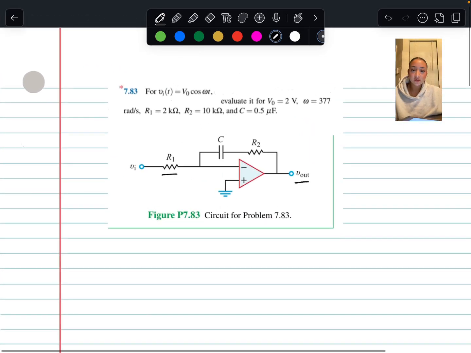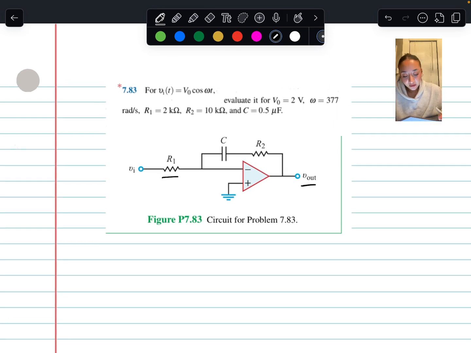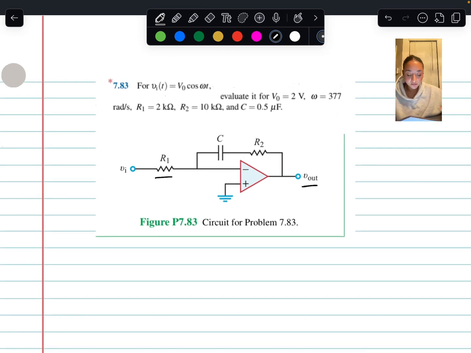Hello, my name is Manar, and today I'm going to be doing this op-amp circuit, solving for V out using phasor domain. The problem asks us to find V out, where Vi is equal to V0 cosine omega t, and we're going to evaluate it for V0 equal to 2 volts. The angular frequency is 377 radians per second, and then we're given the values for our resistors and our capacitor.